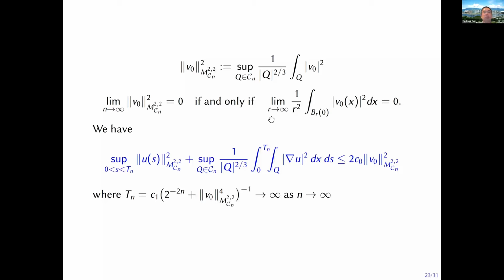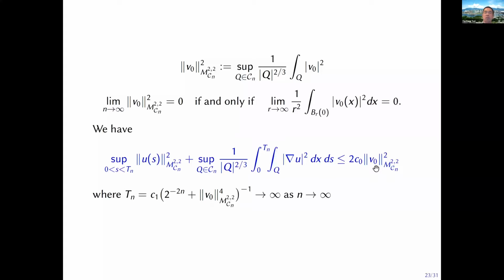And then for these families of cubes, we have this applied bound. So this is the energy bound. And we are doing this, so this part is the L2 norm over these cubes in Cn. But we're taking this, and then we'll do the sup over every time s up to time Tn. And then the same part is the gradient part. We compute this integral over Q up to time Tn, and we have a correct thing here, the power of the size, and then the Q of this family. And this thing is bounded by the initial size.